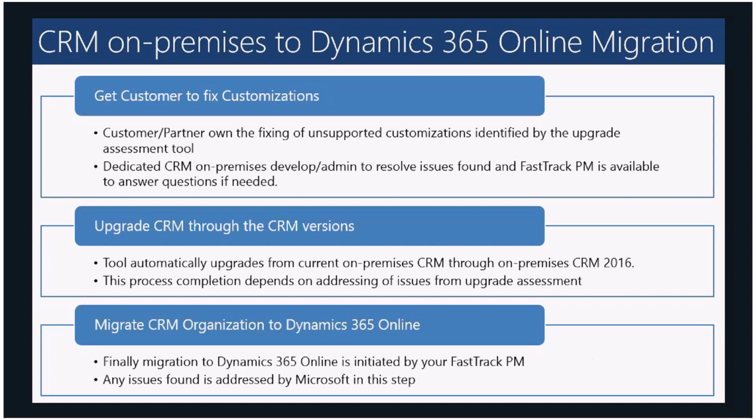The next step is where we upgrade our CRM DB that we have uploaded to the blob container from the version that you're coming from through CRM 2016. And that also is automated. There is no manual intervention required. Finally, after you have checked the org name, which is unique, and if that is the name that you want for your new org which will be provisioned, then the final step is to click on migrate and migrate you over to online.